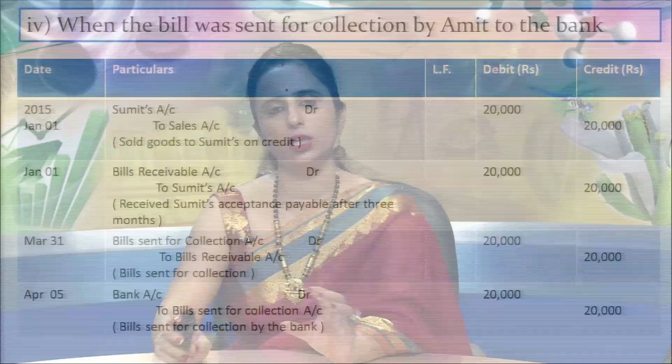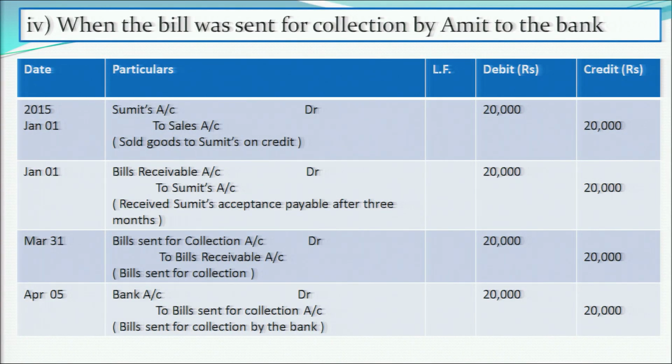When the bill was sent for collection. Now Amit needs to go out for some days or something like that. He is not able to collect that bill, so he has sent the bill to the bank with clear instruction. On which date has he sent it? 31st March, right? So we're going to do the entry. Bill sent for collection account debit to bill receivable account.